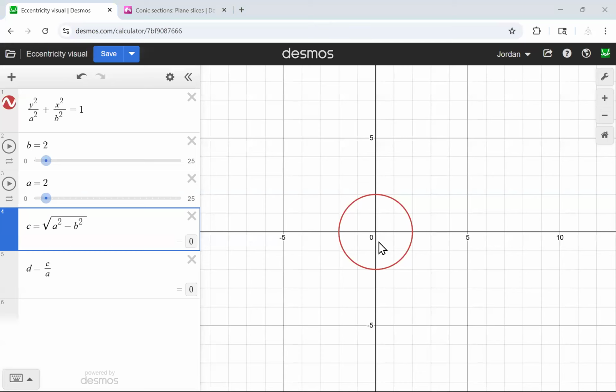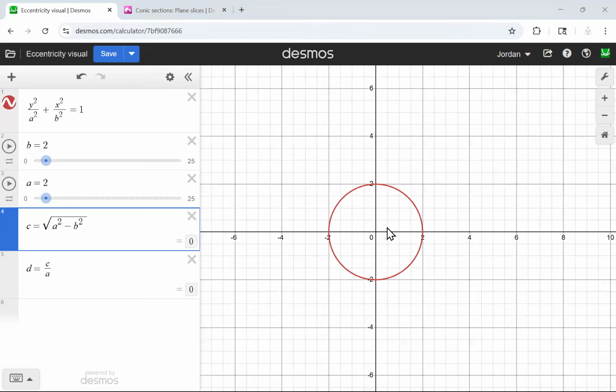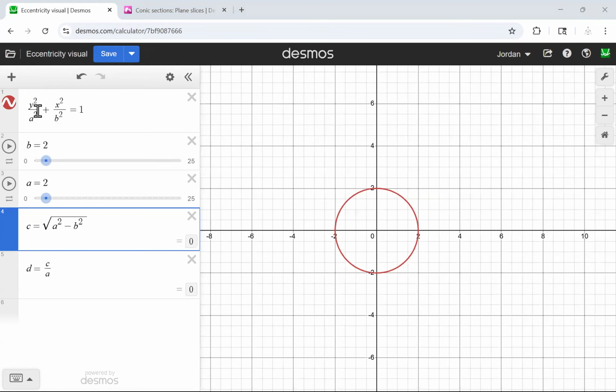So I've kind of messed around with this, and what I've done is I've graphed a circle first. That's y squared over a squared plus x squared over b squared equals 1. This circle you can think of as the same thing as an ellipse, where a and b are both the exact same number. As I start increasing my value for a, oh, I'm sorry. So notice that the eccentricity of a circle is 0.